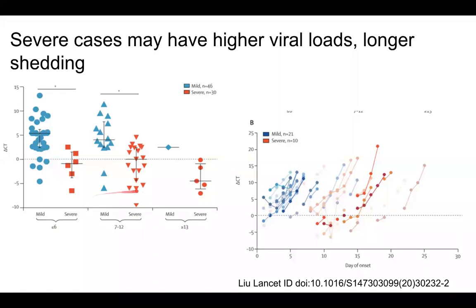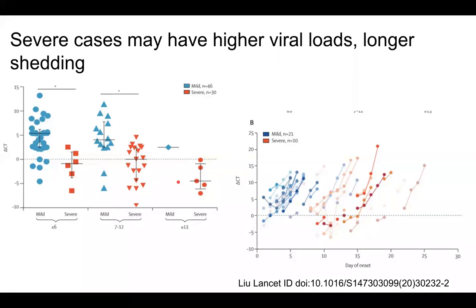In the left figure, you can see comparisons at the time of presentation of cycle thresholds here in the y-axis, meaning the number of cycles required for the PCR to cross the threshold of positivity. So lower numbers can be thought of as more positive. They stratify by days after symptom onset, and the mild cases are in blue and the more severe cases are in red. You can see that the cycle threshold is lower, meaning more easily positive, in severe cases. And they also reported in the study that the mean viral load of severe cases was 60 times higher than in mild cases.